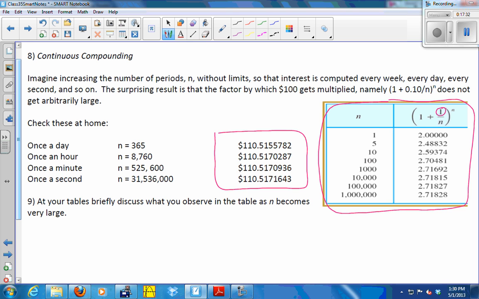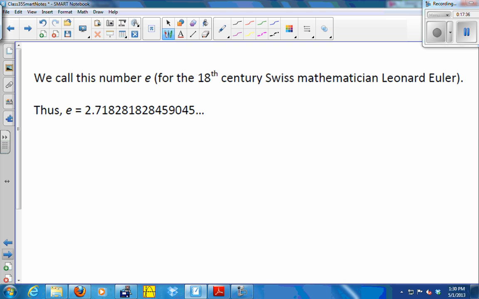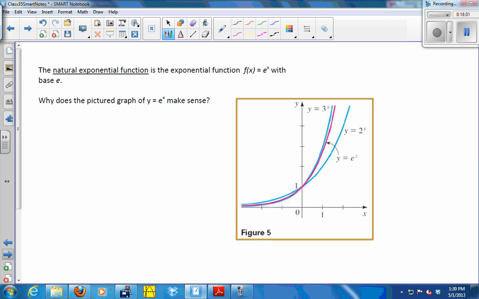So that 2.718 number is called e. It's named after a mathematician, Leonhard Euler. It's an irrational number. It's kind of like pi. The decimals go on forever without any repeating patterns. So the natural exponential function is the exponential function f of x equals e to the x. We call it the natural exponential function because this number e pops up so frequently in applications that deal with exponential growth, like compound interest, that it's natural. So we call it the natural exponential function.